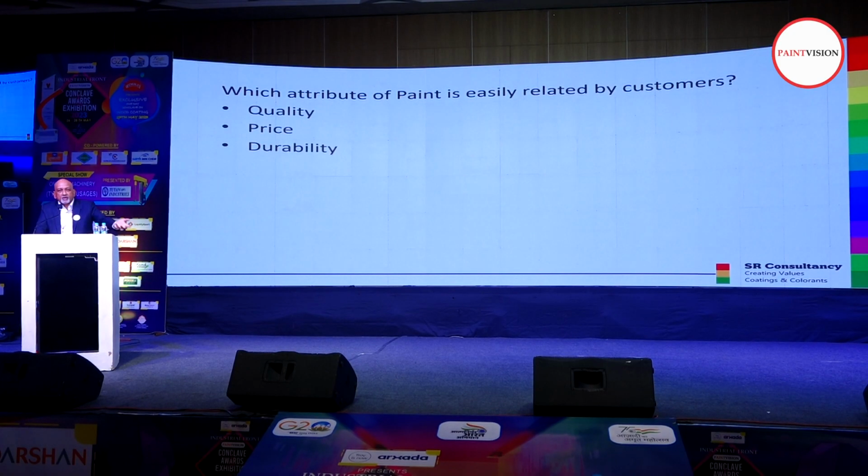When somebody is buying a paint, तो which attribute comes to the mind of the customer? Cost के बारे में, quality के बारे में, या durability के बारे में? Most probably 8 out of 10 times shade के बारे में पहला ख्याल आता है, पहला color select होती है, फिर quality, फिर price, durability, etc.